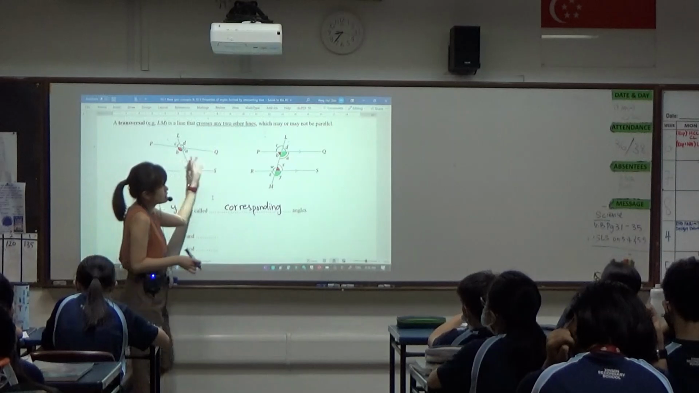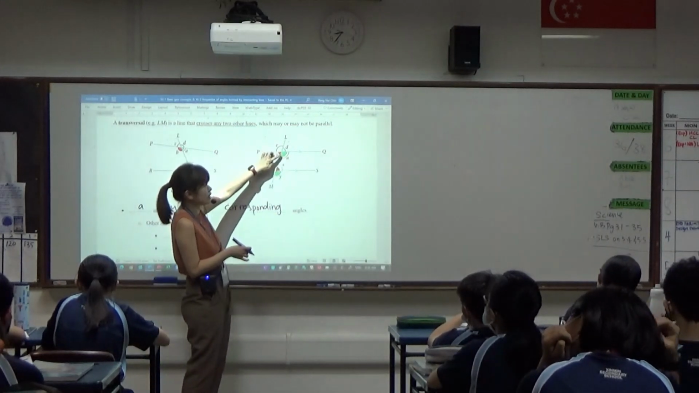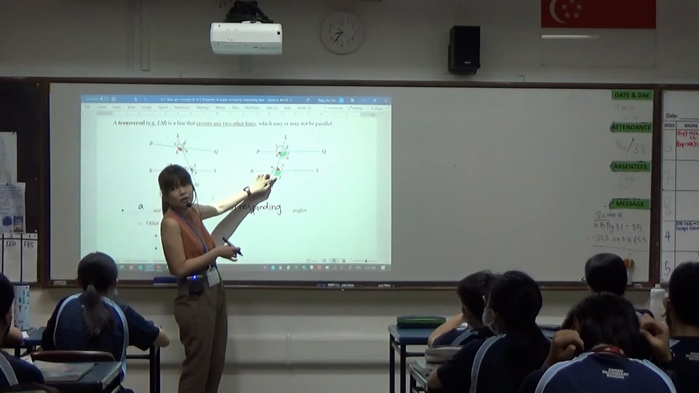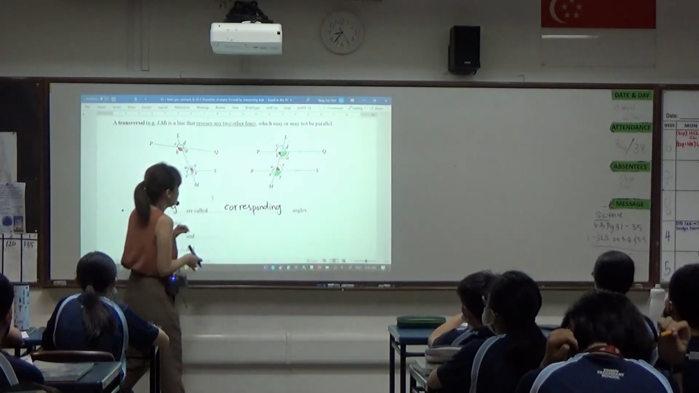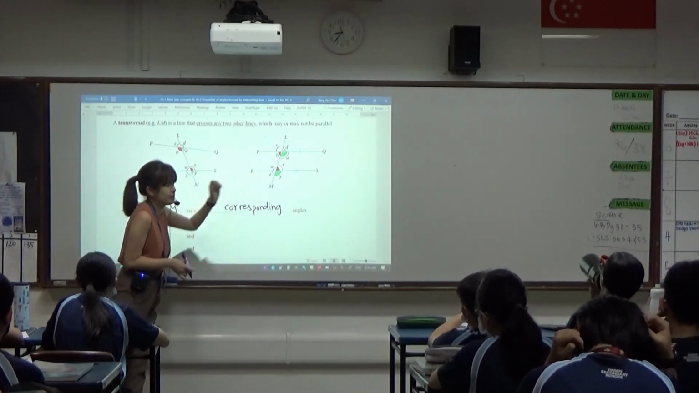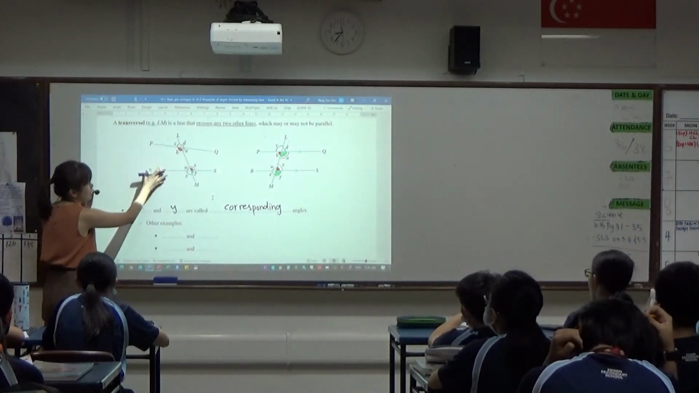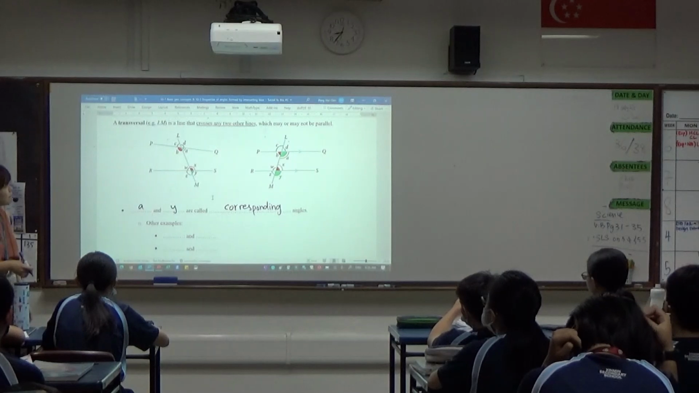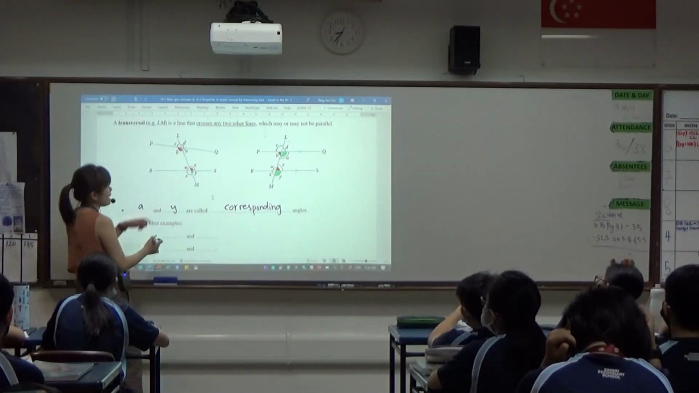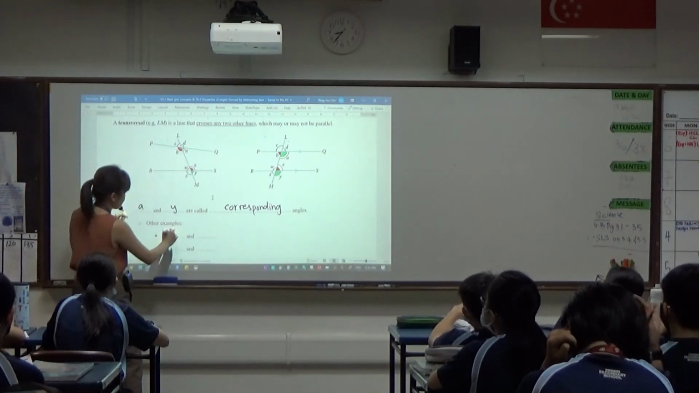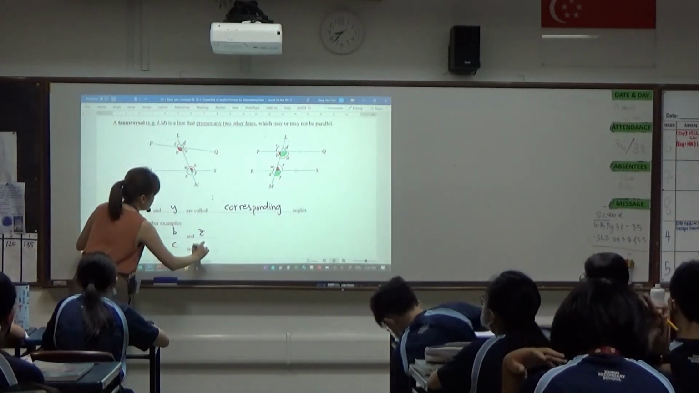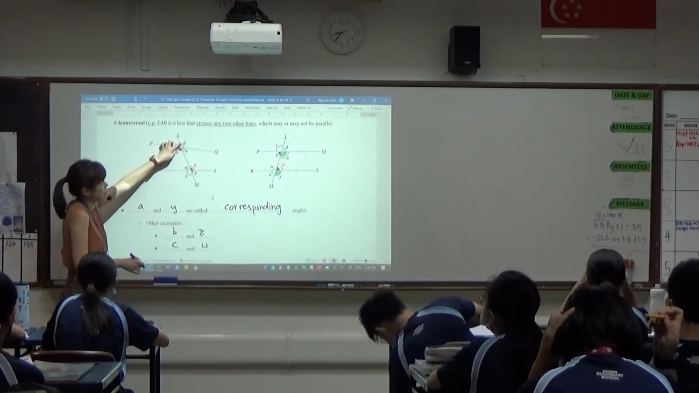We can also see the same one on the other diagram, where at the bottom right corner we have A and at the bottom right corner we have Y. They are actually equal when there are parallel lines. But when it's not parallel lines, very clearly they are not equal. Other examples of corresponding angles are B and Z, C and W, and the last one is D and X.